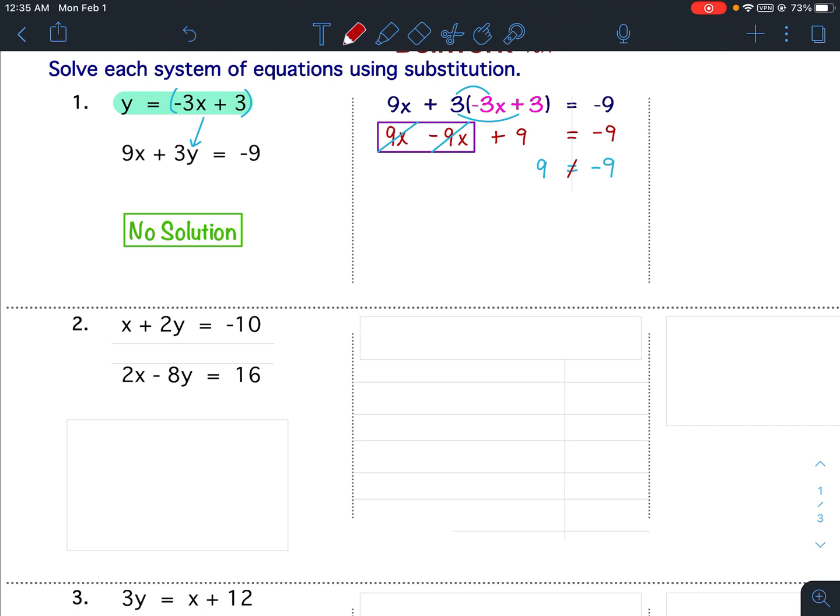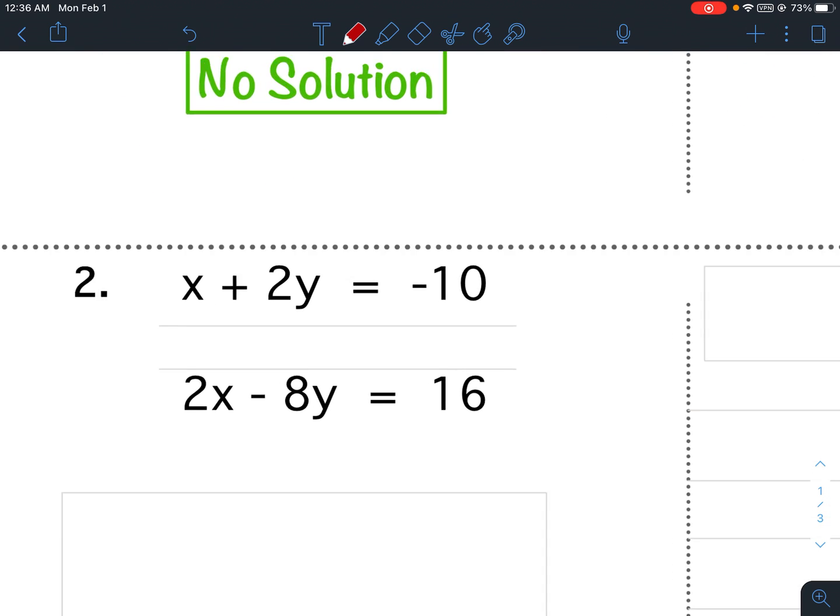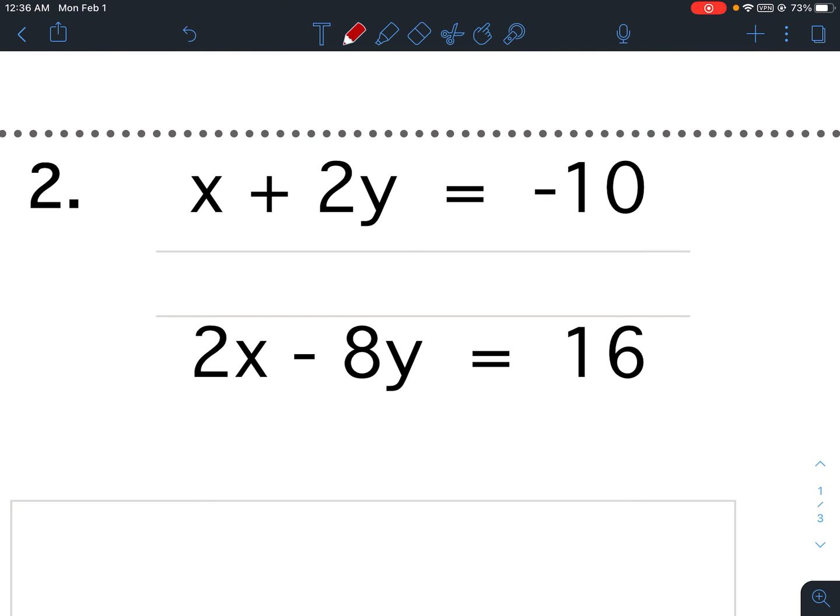Pause your video, make sure you have all of that written down. All right, number 2. Which variable is easiest to solve for? Well, that would be this top x. It has a coefficient of positive 1, so it's going to be one step to solve.